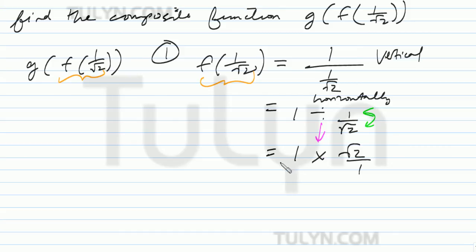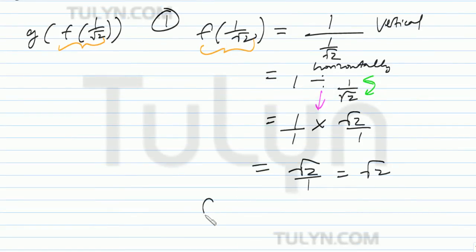1 is a whole number, it can be represented by itself over 1. So multiply numerator times numerator: 1 times radical 2 is radical 2, and 1 times 1 is 1. Radical 2 divided by 1 is radical 2. So your answer for f of 1 divided by radical 2 is radical 2.